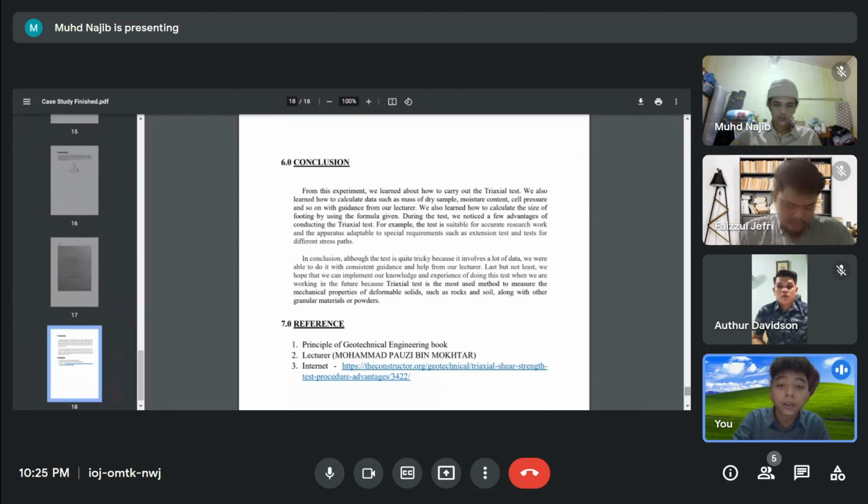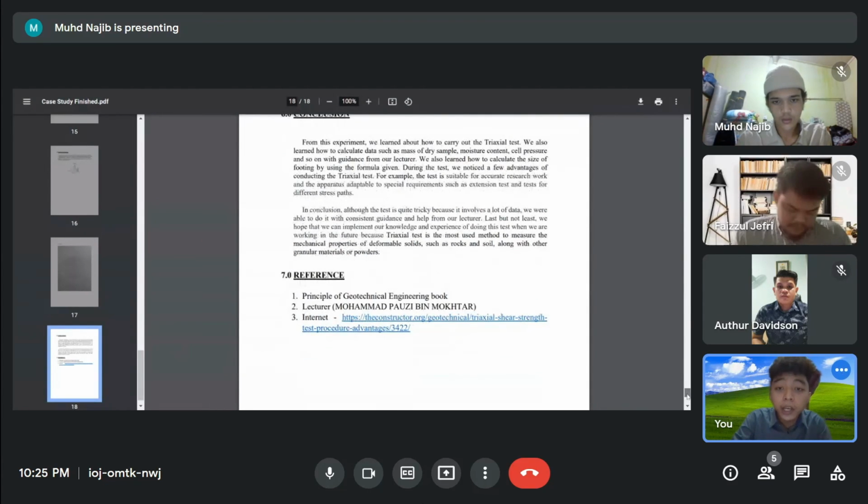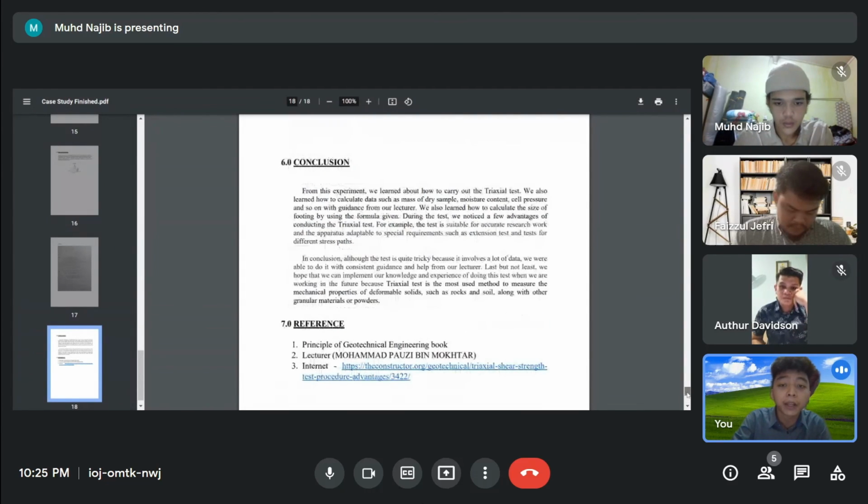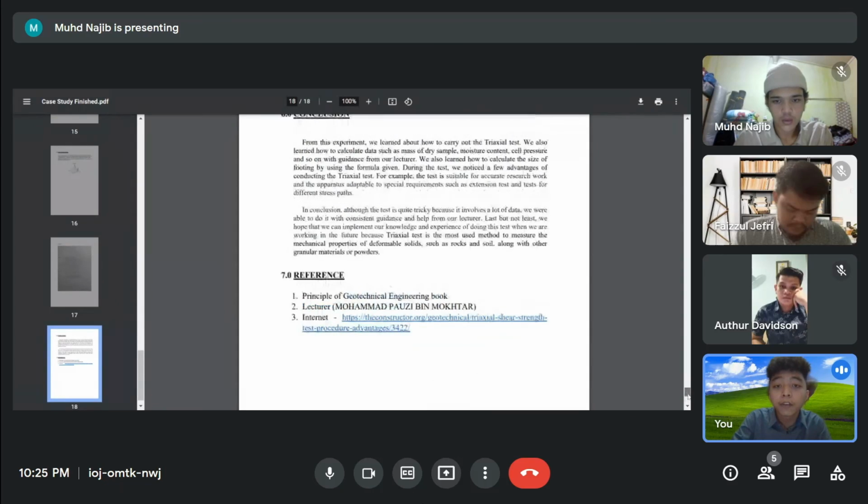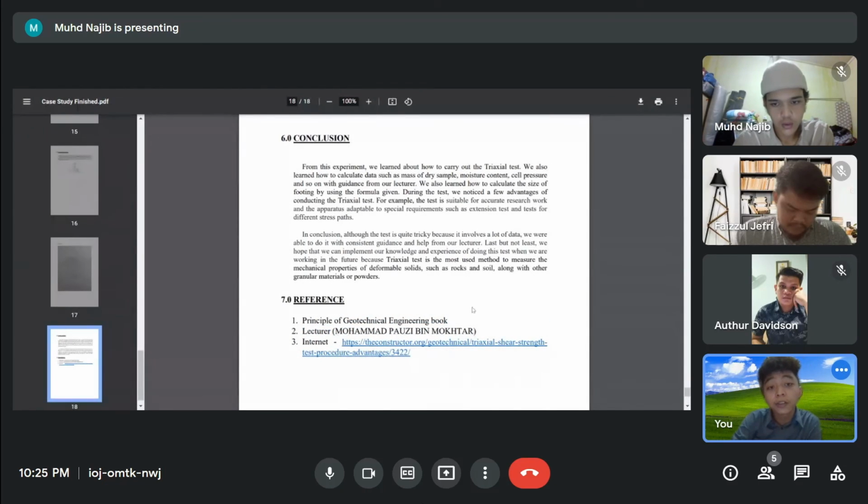In conclusion, although the test is quite tricky because it involves a lot of data, we were able to do it with consistent guidance and help from our lecturer. Last but not least, we hope that we can implement our knowledge and experience of doing this test when we are working in the future, because triaxial test is the most used method to measure the mechanical properties of deformable solids such as rocks, soils, along with other granular materials or powder. So that is all for our group. Thank you.